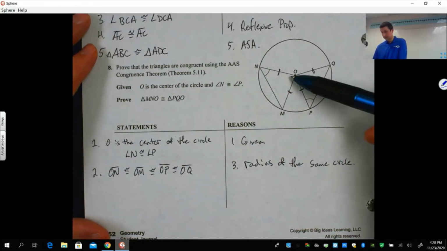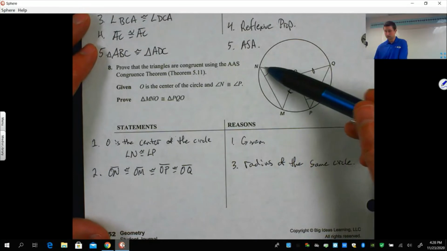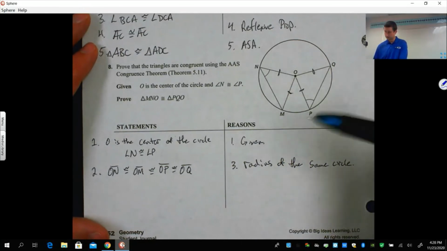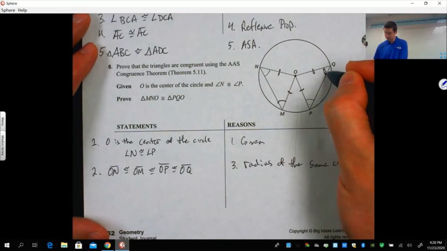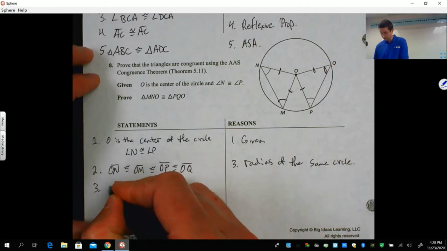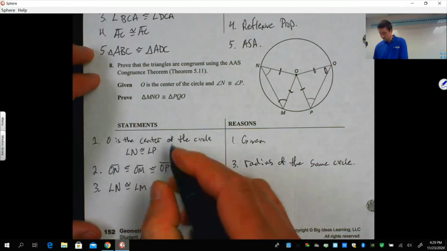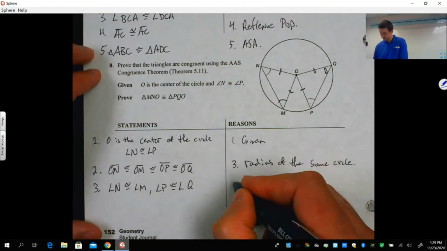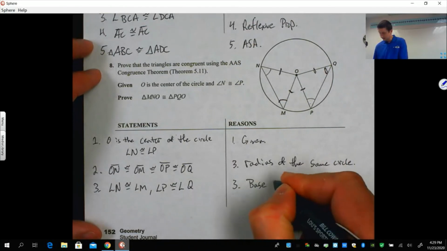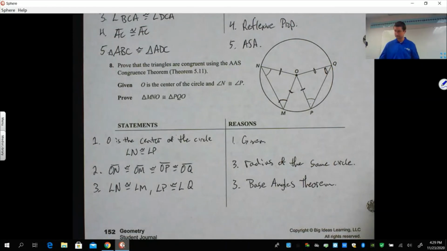So that tells us that these are isosceles triangles, okay? So we have isosceles triangles, and if isosceles triangles have two congruent sides, the base angles opposite them have to be congruent. So this base angle has to equal this angle, and this angle has to equal this angle. Okay? So we know angle N has to be congruent to angle M. Angle P has to be congruent to angle Q. So that's the base angles theorem, that back up from the other section.